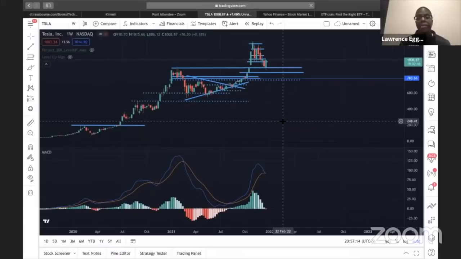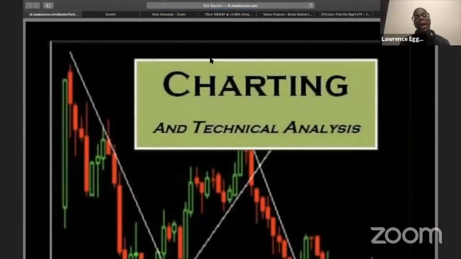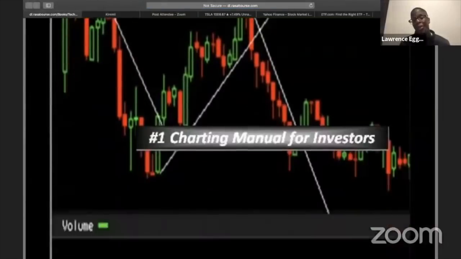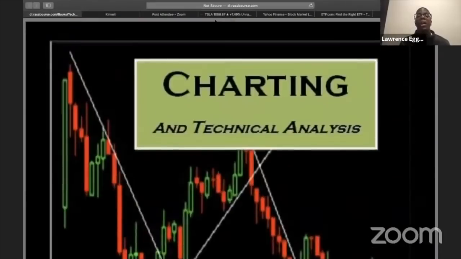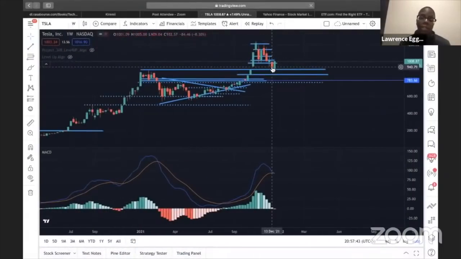I tell people that charting, when it comes to long-term investing, you want to make sure that you're staying on the bigger time frame. For people that are new to charts, there's a book that I recommend everyone read: Charting and Technical Analysis by Fred McAllen. He does a great job of breaking down charts for people. This is a historical book, and you'll hear me reference it throughout this part.